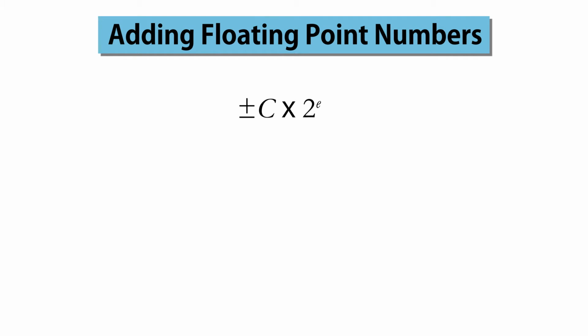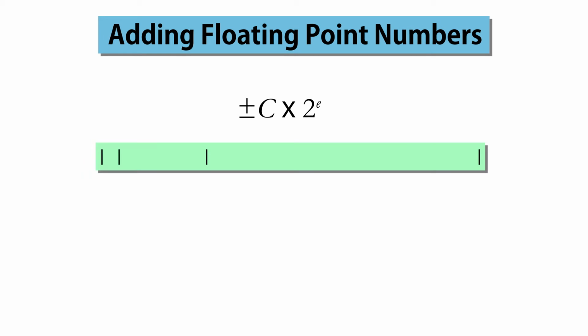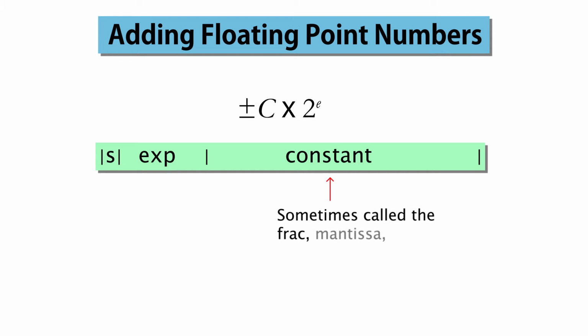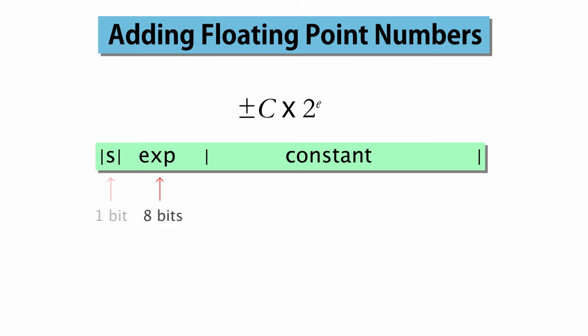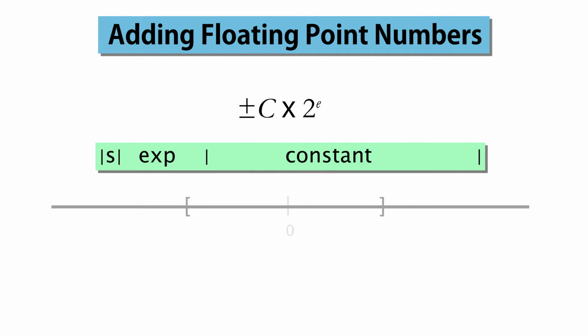In floating point format, numbers are stored in 3 fields: sign, exponent, and constant. The constant field is sometimes called the frac, mantissa, significand, or coefficient. For 32-bit floats, we allocate 1 bit for the sign, 8 bits for the exponent, and the remaining 23 bits for the constant.